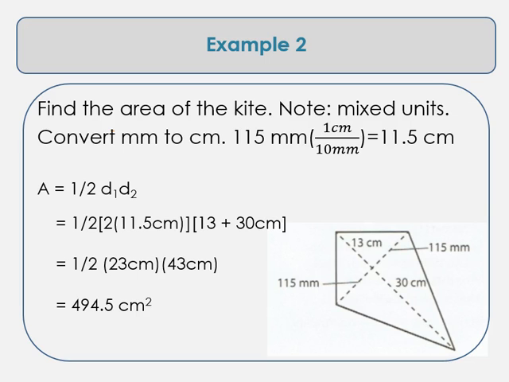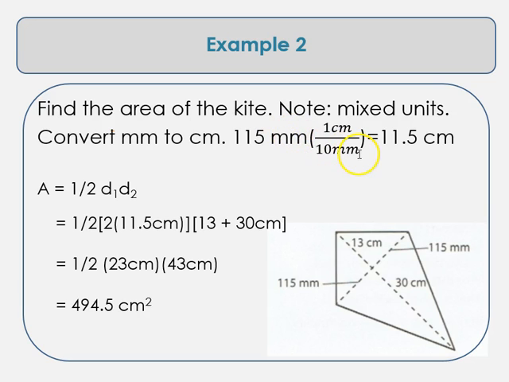Example 2, we're going to find the area of a kite. This one's just a little different because we have mixed units. So first thing we need to do is convert millimeters to centimeters. You can convert centimeters to millimeters, but you'll end up with a large number, and that's not my preference. So remember, to convert, you want to have the desired unit left on the top, so that way you can cross cancel out the millimeters.